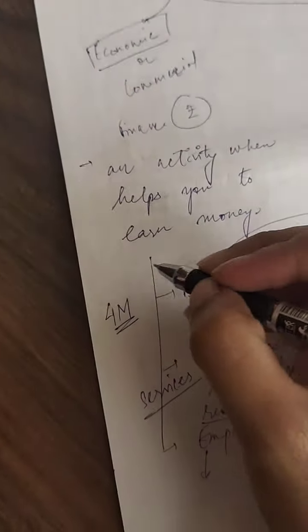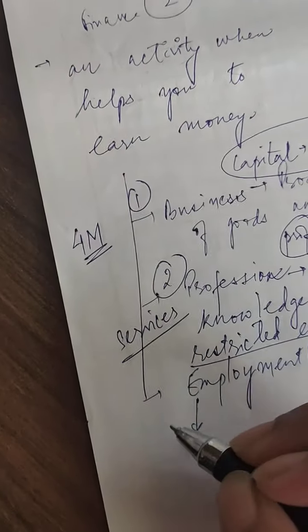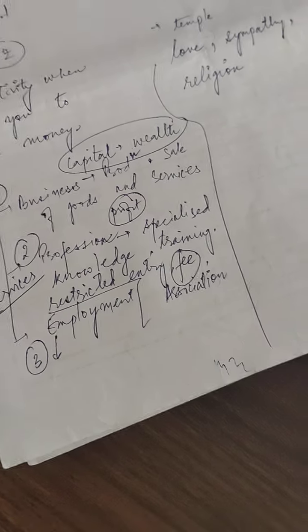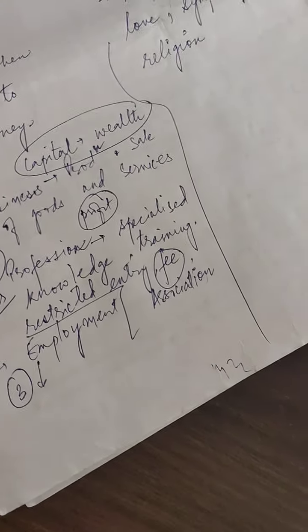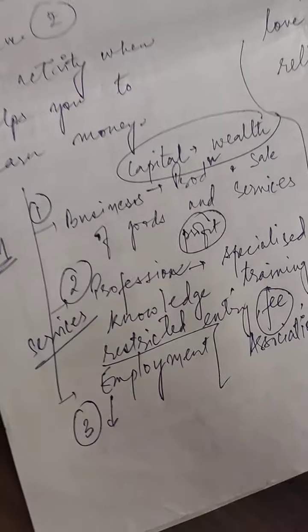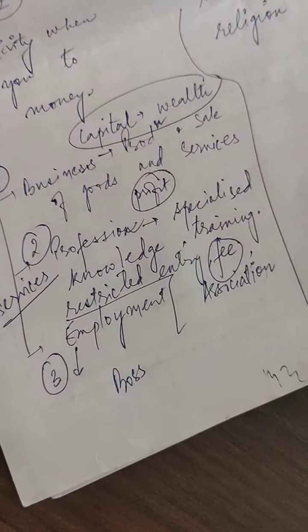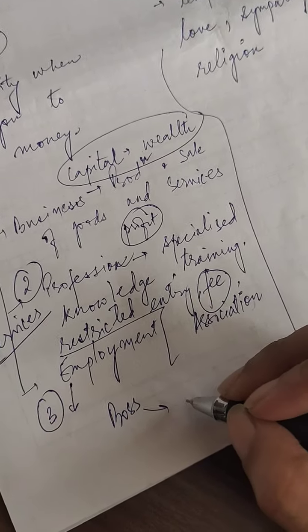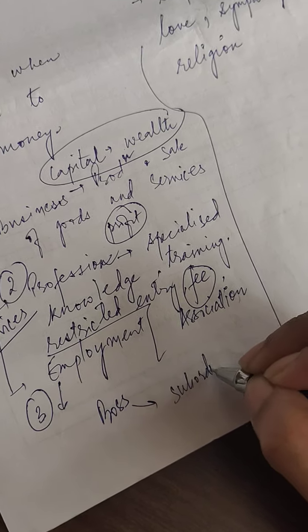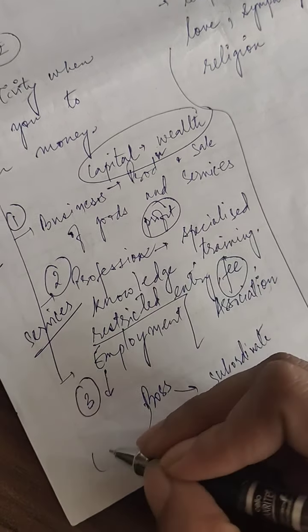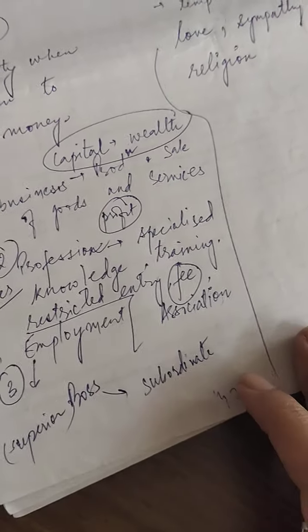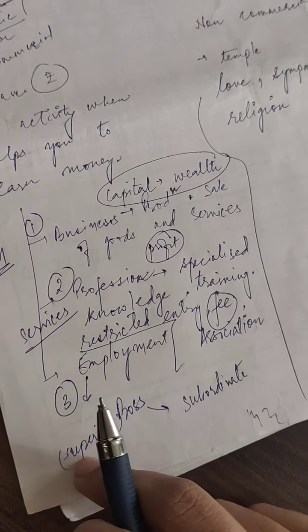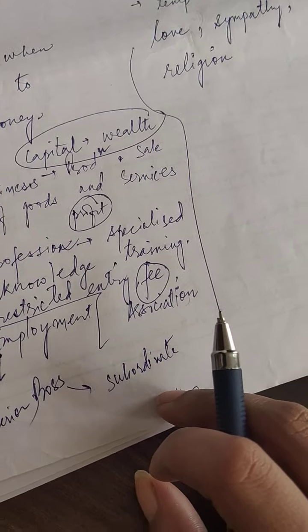Third one is employment. So the first one of commercial activities was business, the second was profession, and the third one is employment. Employment can be anything where you are employed under somebody. That means you have a boss over there, right? And you are serving under him. That means you are a subordinate, right? He is the superior to you. So the boss is the superior person, right? He has more authority, he has more responsibility, and you are the subordinate person, right?